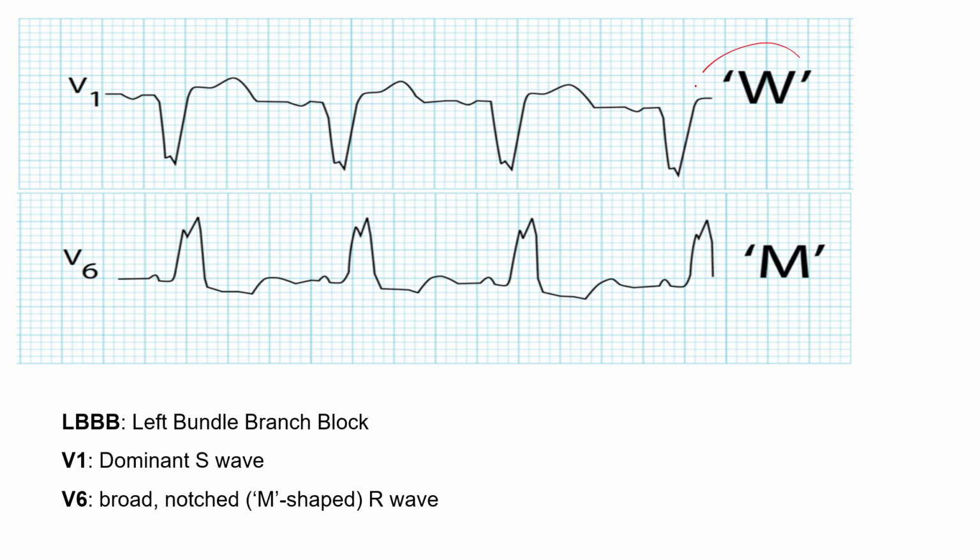So this I have already told: W pattern, M pattern. In V1, you will get a dominant S wave, a predominant negative wave, and in V6, you will get a broad notched R wave or M-shaped wave. Then coming to the diagnostic criteria, five points are there.